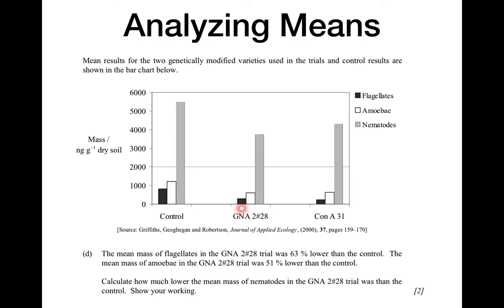So the black bar here was 63% lower than the control. So here's my control, and there's that one. The mean mass of amoeba in GNA2 number 28, so same trial here, amoebas are white here, was 51% lower than the control. So again, here's my control, here's my amoeba. Calculate how much lower the mean mass of nematodes, here nematodes are the gray ones, in the GNA2 number 28 trial was than the control. Show your working. So this is a calculation we have to do in IB exam paper 2 or paper 3.